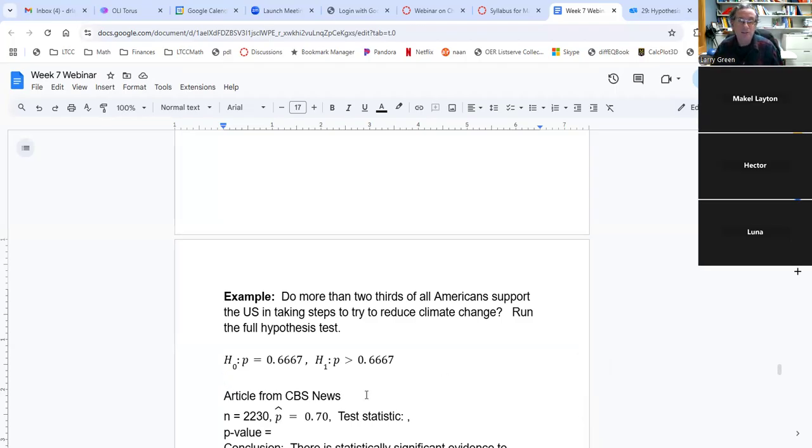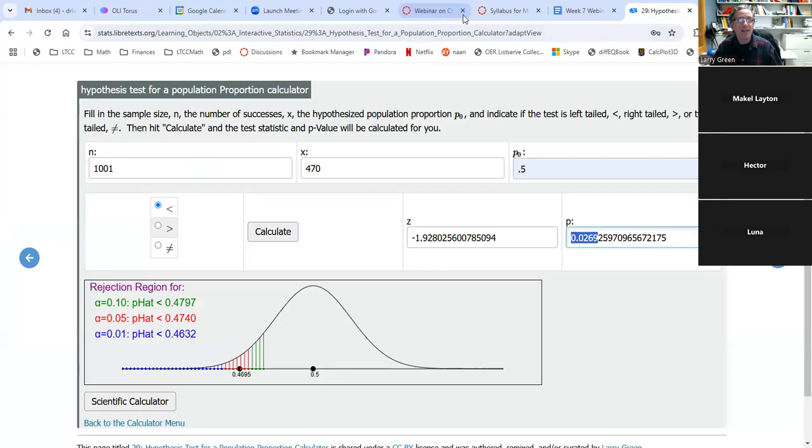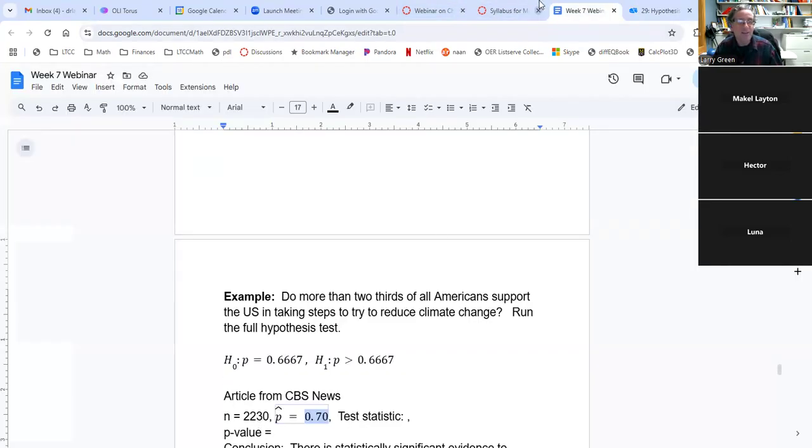Okay, this is an article I just read yesterday from CBS News. And they had a sample size of 2,230. And their sample proportion was 0.70, 70%. Any questions on that so far? Okay, so now we can use this again. But now our sample size is 2,230.